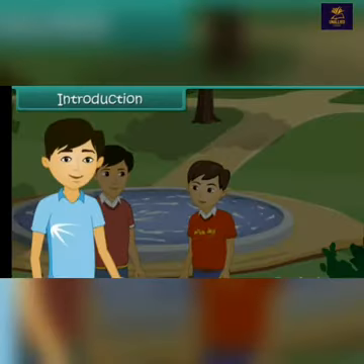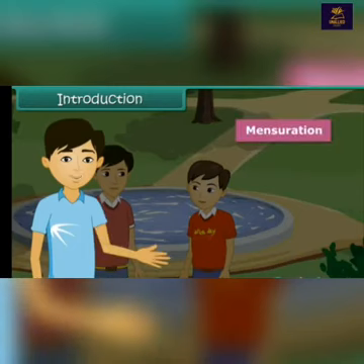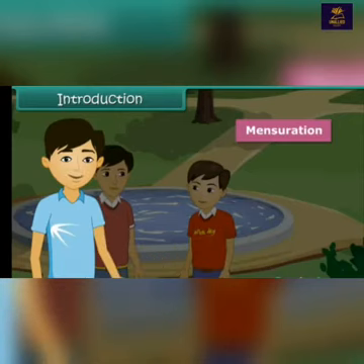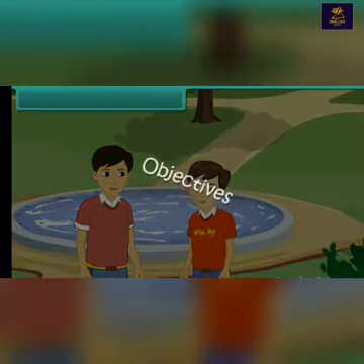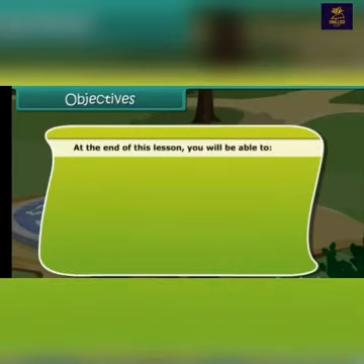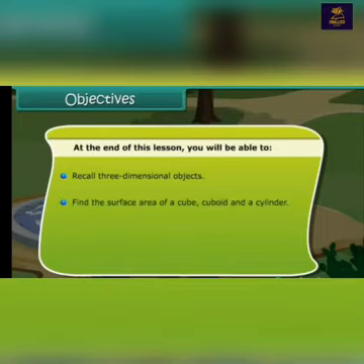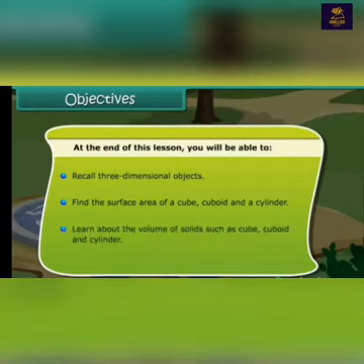Children, in this lesson Mensuration, we will learn to calculate the surface area and volume of some 3D objects. Objectives. At the end of this lesson, you'll be able to recall three-dimensional objects, find the surface area of a cube, cuboid, and a cylinder, and learn about the volume of solids such as cube, cuboid, and cylinder.